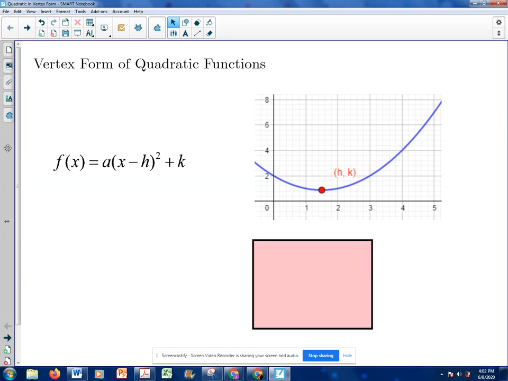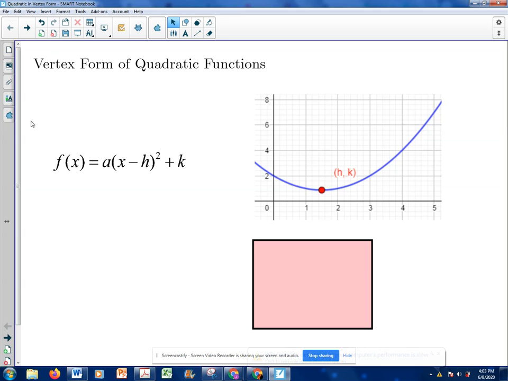You see it's of the form a times x minus h quantity squared plus k. We've seen this before with the absolute value. There's the a, that determines the slope somewhat. How far does it go up or down, and how fast does it go up or down? That's what the a is doing. H is the horizontal shift, and the k is the vertical shift. H moves it left, right. K moves it up, down.